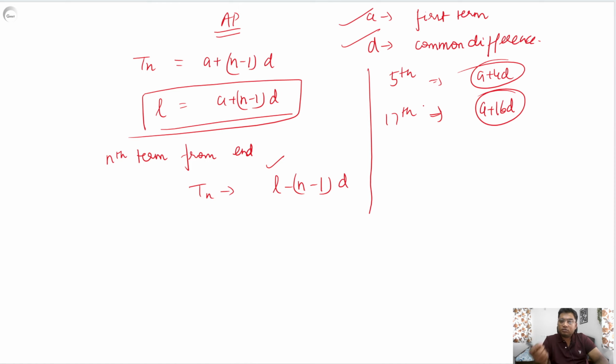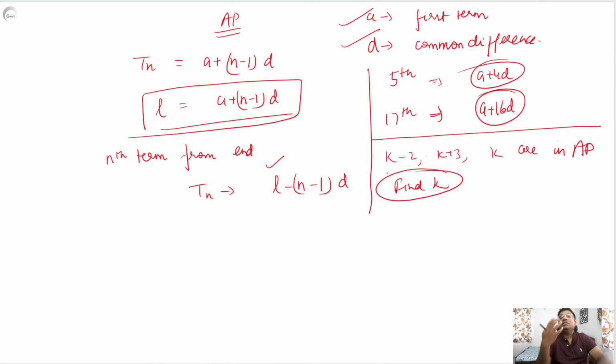All right, let's talk a little bit more about some basic application of AP. In AP, sometimes the questions may be asked on the very nature of an arithmetic progression. I'll give you an example. The question says k minus 2, k plus 3 and k are in AP. Find k. What is the nature of AP?